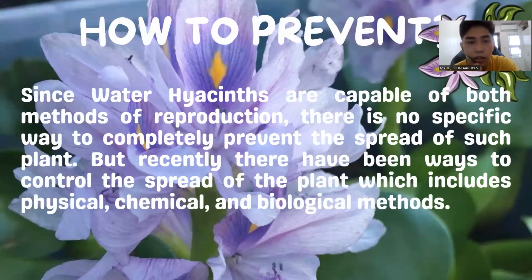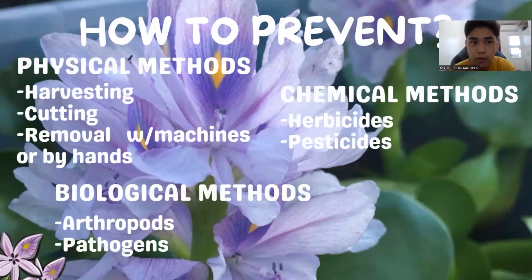So now let us head over to how to prevent the spread of water hyacinths. Since water hyacinths are capable of both methods of reproduction, there is no specific way to completely prevent the spread of such plant. But recently, there have been ways to control the spread of the plant, which include physical, chemical, and biological methods. Let us go through all of them.